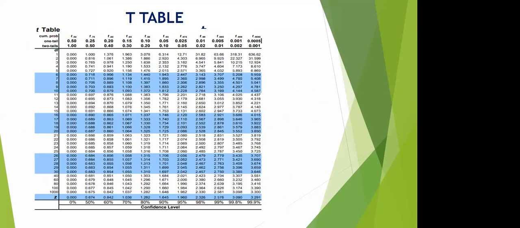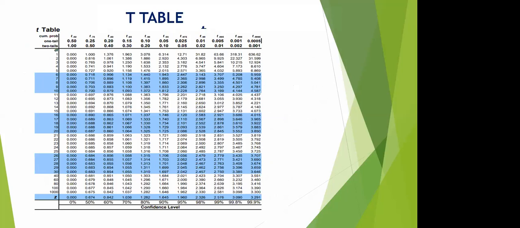This is the T-table. For each statistical test, we have a table of test values, like the chi-square table. Chi-square tests have chi-square tables, the t-test has this T-table, ANOVA has the F-table, like that. So after calculating the value with the help of statistical tests, we compare that calculated value with this table value.